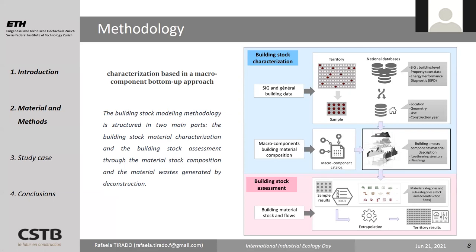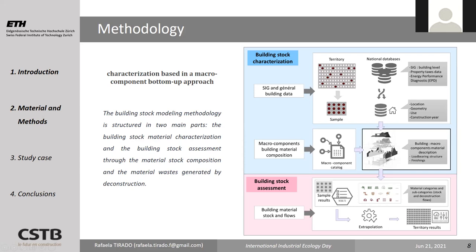About the methodology. Our building stock model methodology is structured in two main parts: the building stock material characterization, and the building stock assessment through the material stock composition and the material waste generated by deconstruction. The building stock characterization follows three steps. The first one is territory building sample generation by crossing structural data from three national databases, where buildings with a generic description are obtained. Then macro components catalog development with detailed information of nature and performance of materials that compose the existing buildings. And the structure by building elements, for example, walls, roofs, floors, etc.